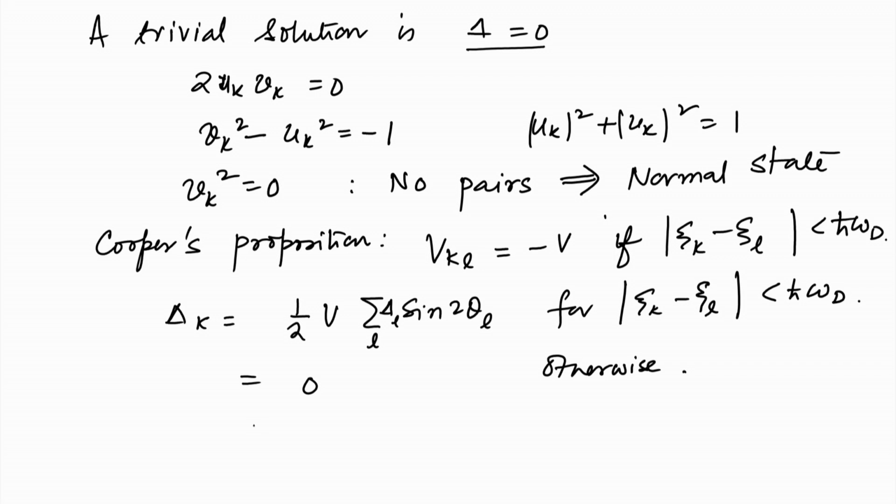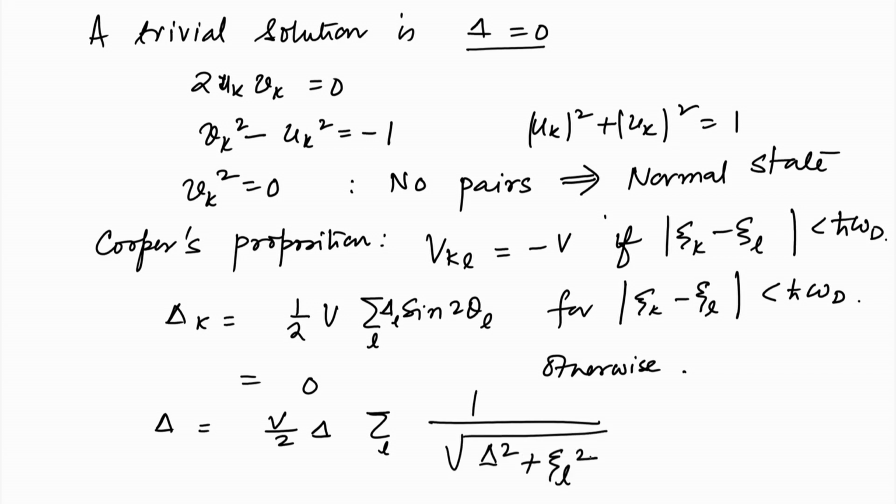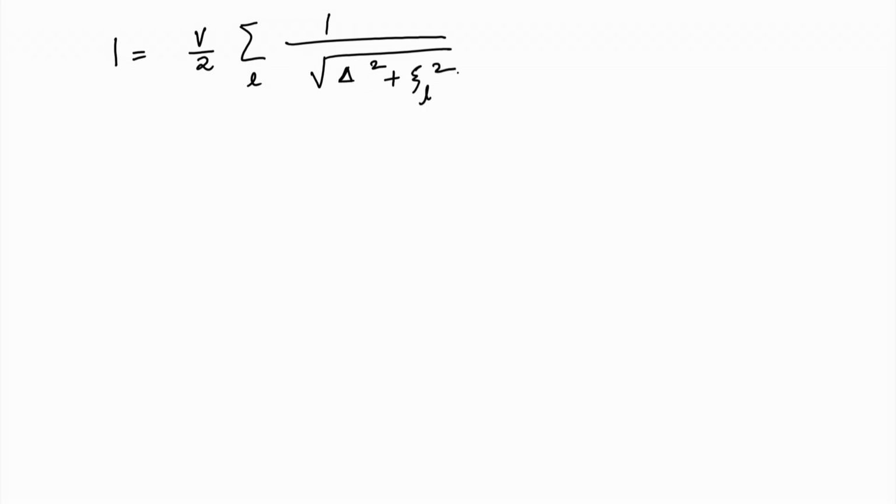So, we can write this as delta equal to V by 2 delta sum over l of 1 divided by the root of delta square plus ξ_l square, and we can cancel delta from both sides. This gives rise to an equation: 1 equals V by 2 sum over l of 1 over the root of delta square plus ξ_l square. Now, this is the equation for delta.